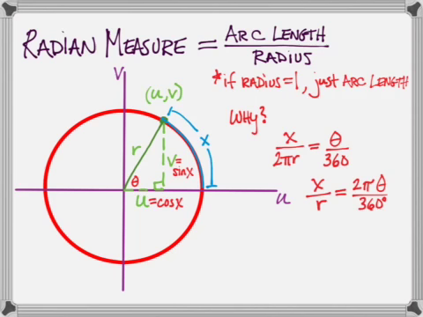Now, if my radius was 1, we have this fact that 2 pi and 360, what's special about those? It's the same thing. All right? 2 pi radians and 360 degrees is the full circumference. It's the same thing. So that's a fancy way to write 1. And I get x over r equals theta.